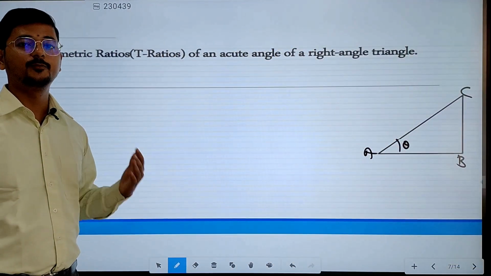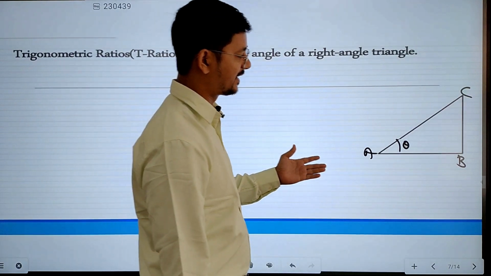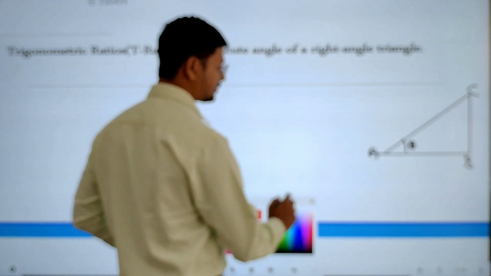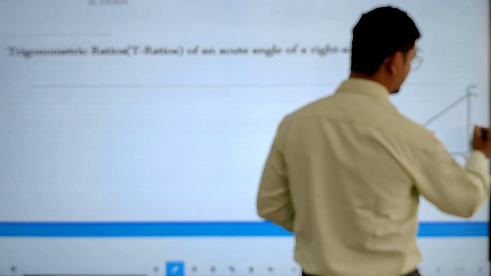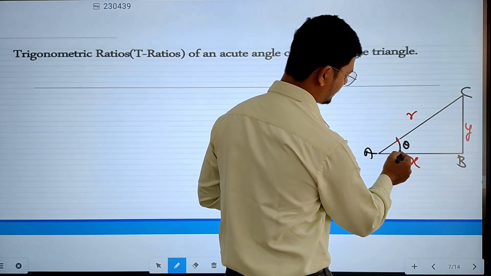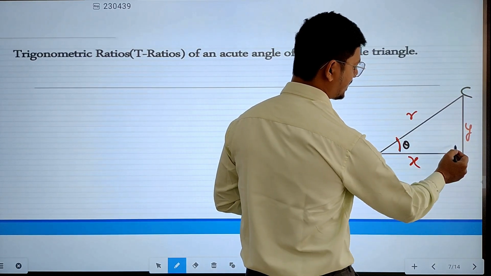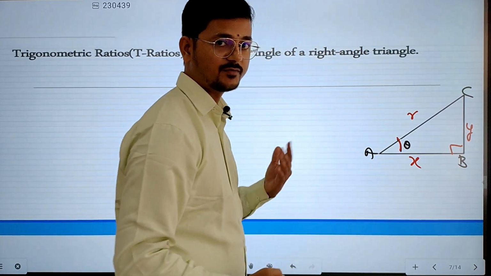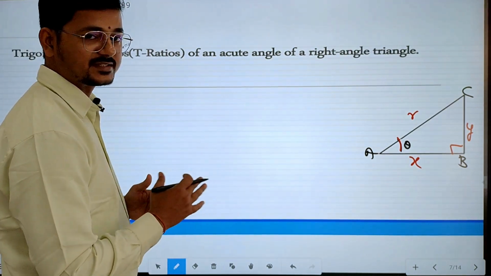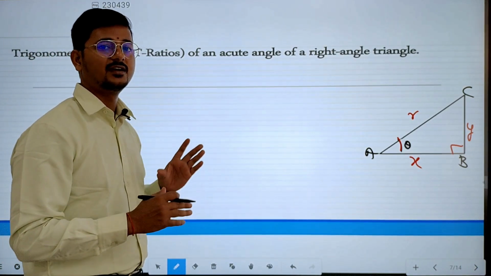Now we will find trigonometric ratios of an acute angle in the case of a right angle triangle. So here we have a right angle triangle ABC. I am giving names to the sides of this right angle triangle. Let us suppose this is X and this is Y and this is R. Base is X, the side which is adjacent to theta. Perpendicular is Y, the side opposite to theta, and our hypotenuse is R. Hypotenuse is always the side opposite to the right angle. Now we will find the trigonometric ratios of this right angle triangle. Trigonometric ratios are nothing but the ratios of the sides of this triangle, and we will relate the ratio to the angle theta.